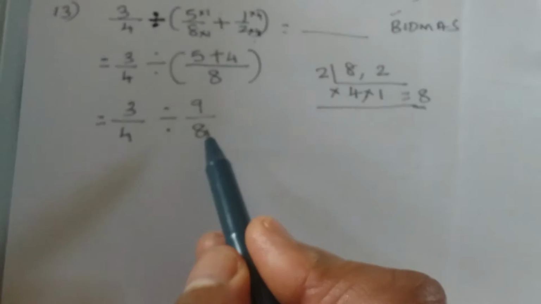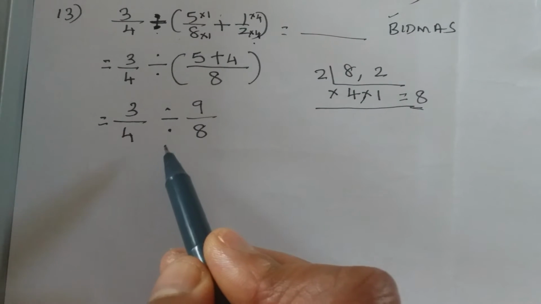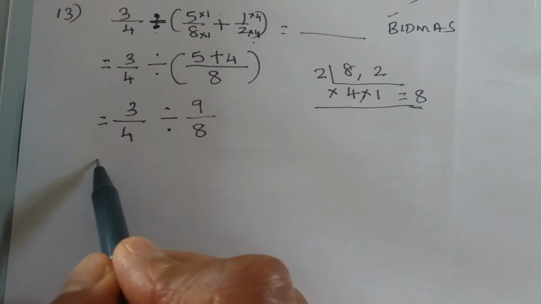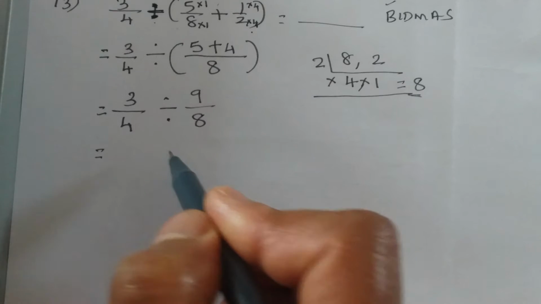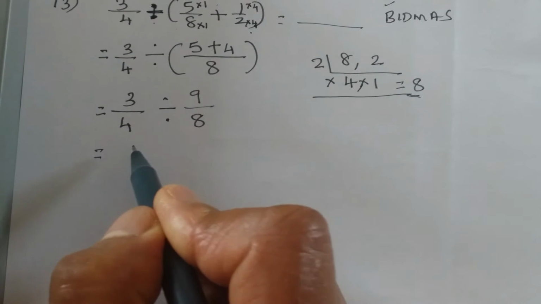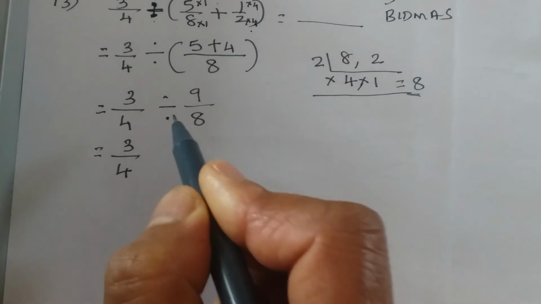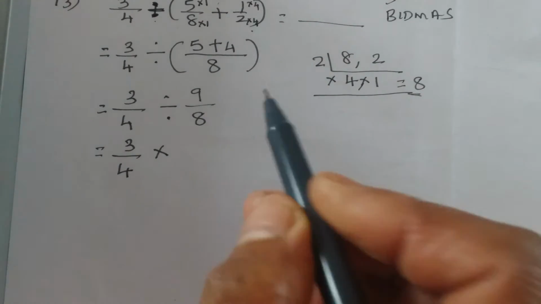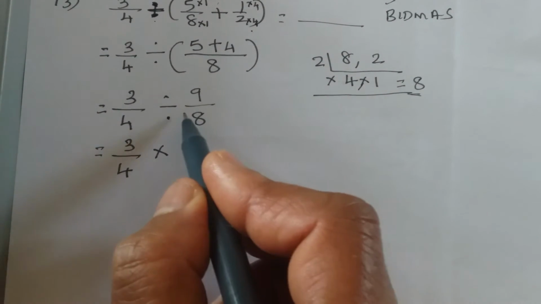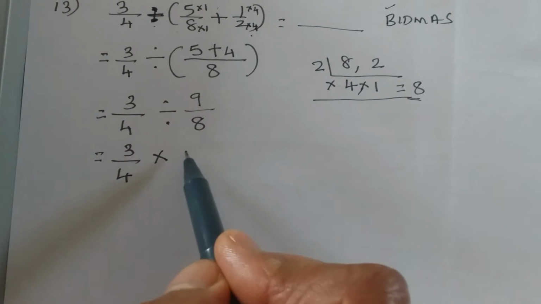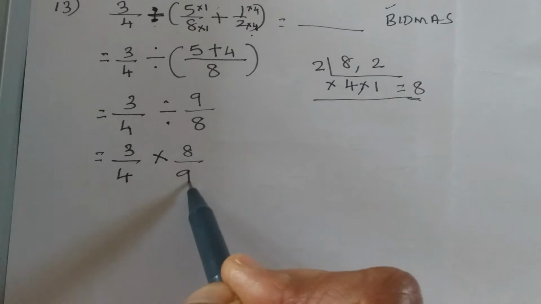Now we have only two rational numbers and only one operation. It is just like the division of rational numbers. How to divide? Come on, recall the rule of division. Write the first rational number as it is, change division into multiplication, and write the reciprocal of the second rational number. 9 by 8 becomes 8 by 9.